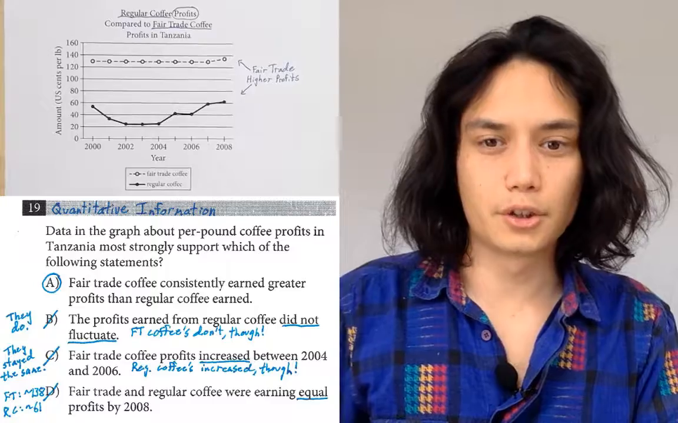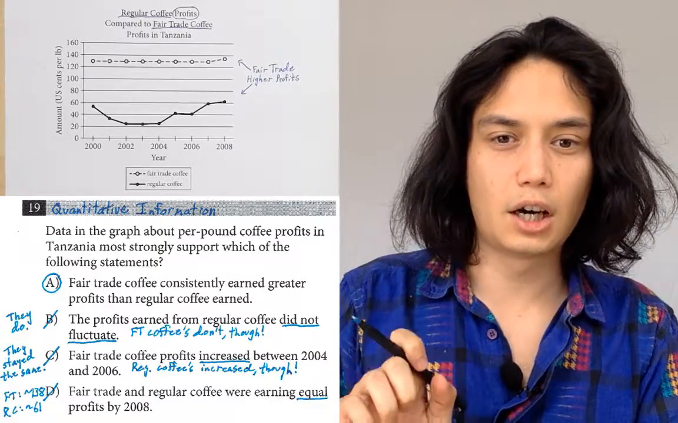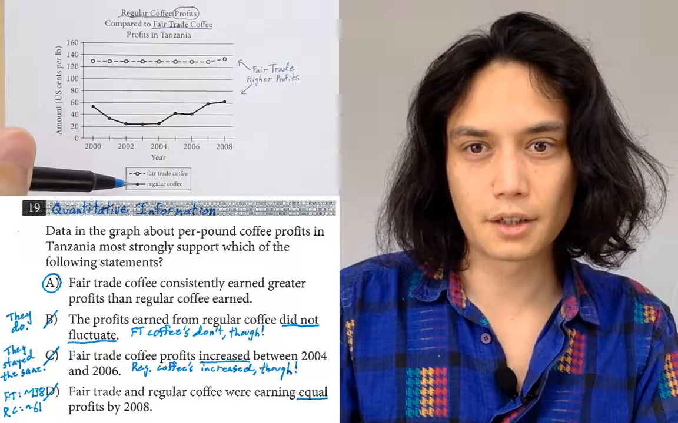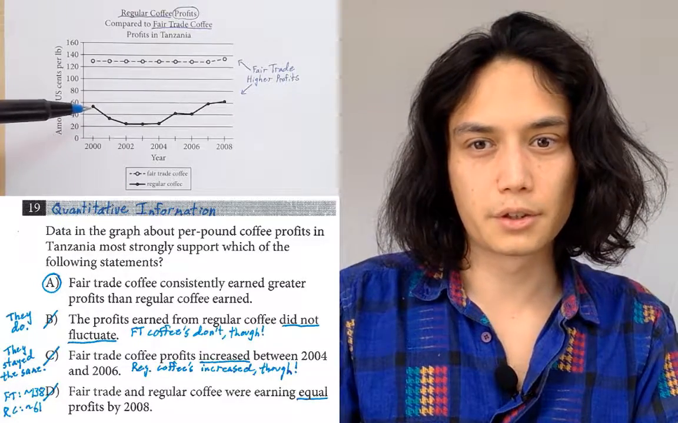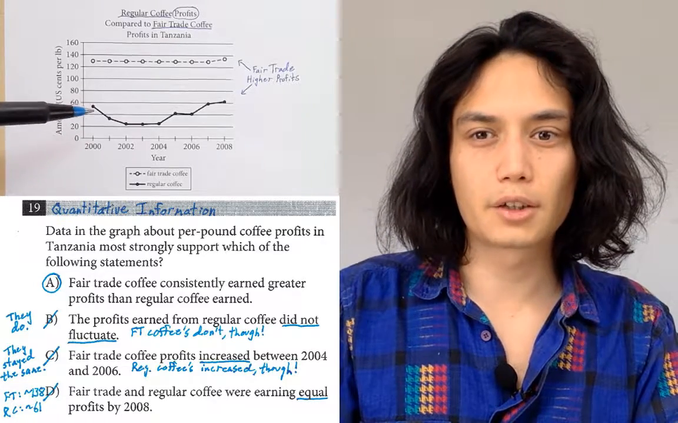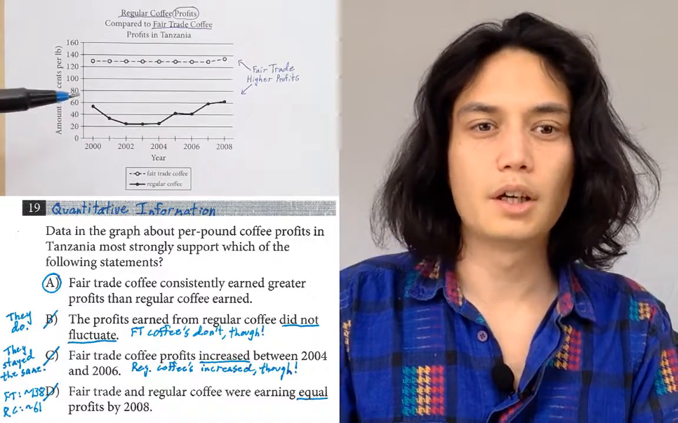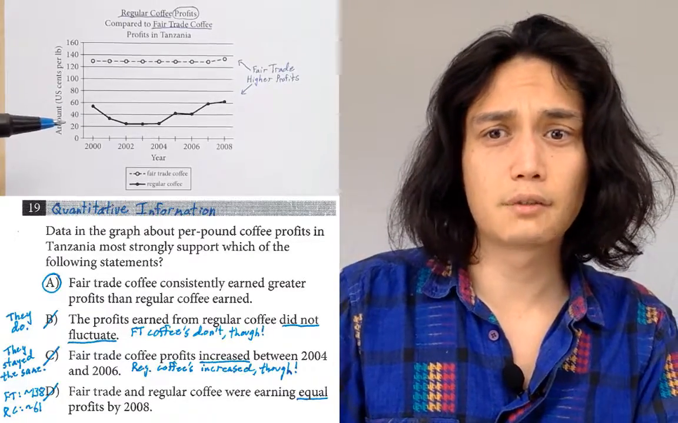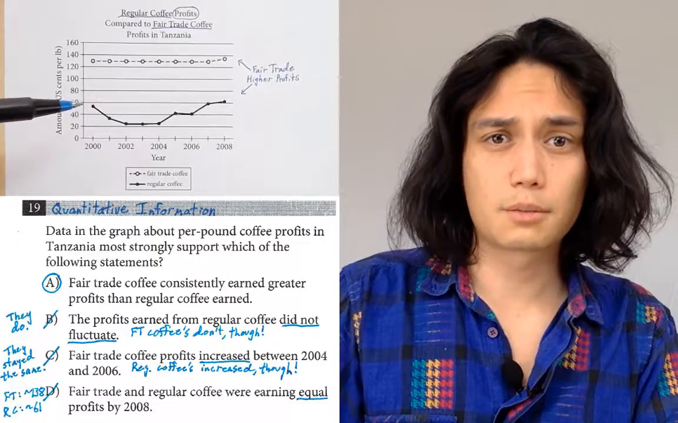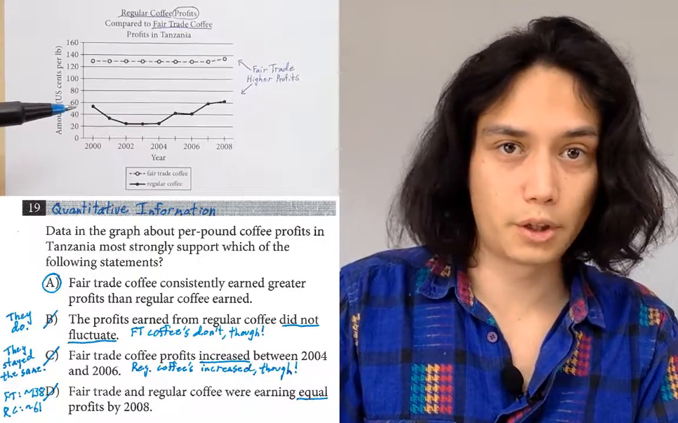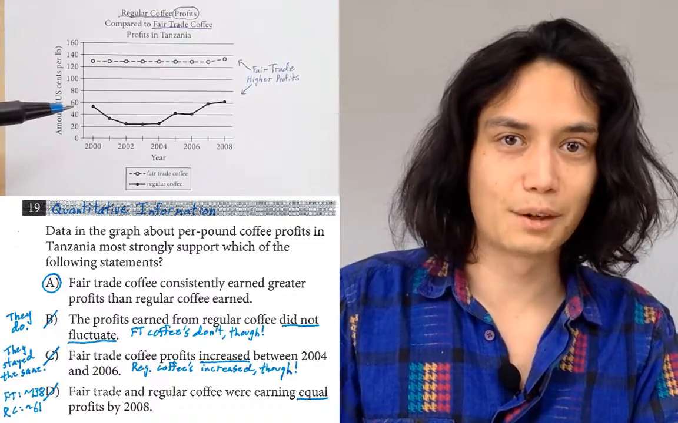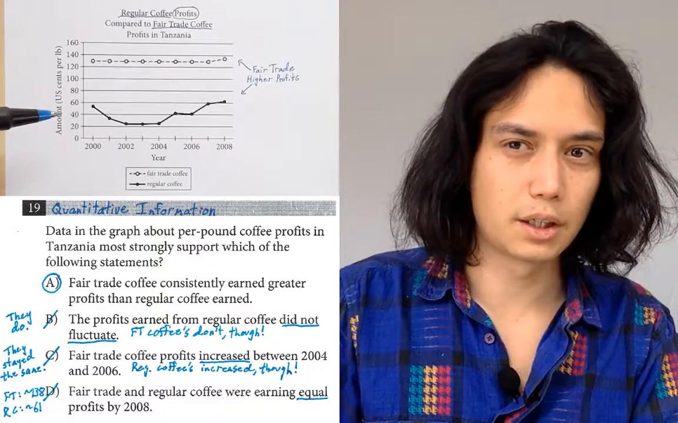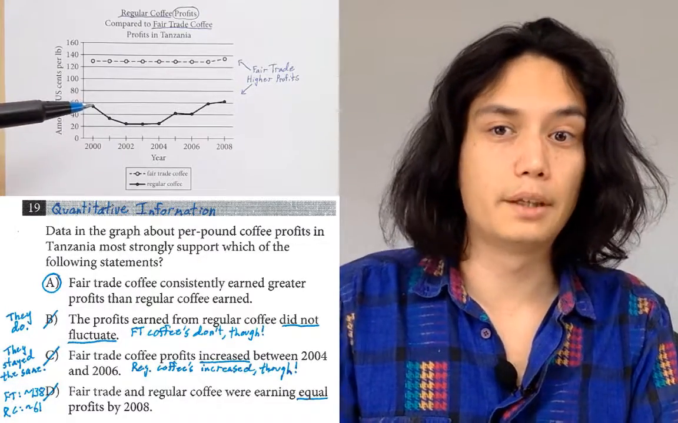The profits earned from regular coffee did not fluctuate. All right, now here if we're looking at regular coffee, that's this line, this black line with the closed circles. The profits earned from regular coffee did not fluctuate. And maybe you don't know the word fluctuate. And that's, I mean, again, vocab limitations on the SAT. If you're only ever missing questions because you don't have the vocab words, that's totally okay. There's workarounds for vocab. As long as you have strong fundamentals, don't be too worried about missing a word like fluctuate. Here the word fluctuate means go up and down.